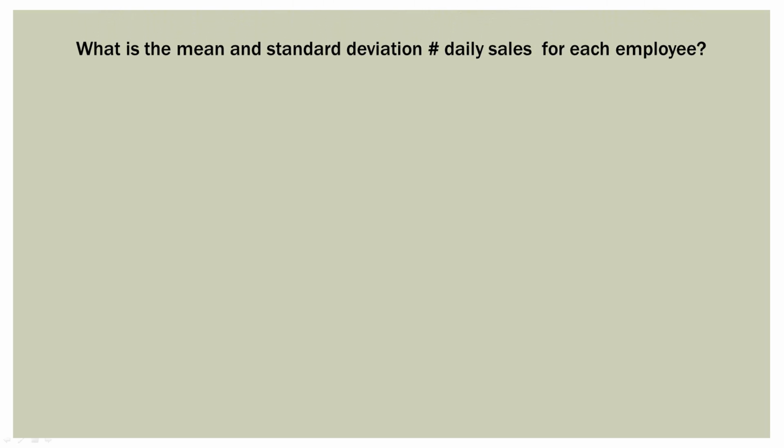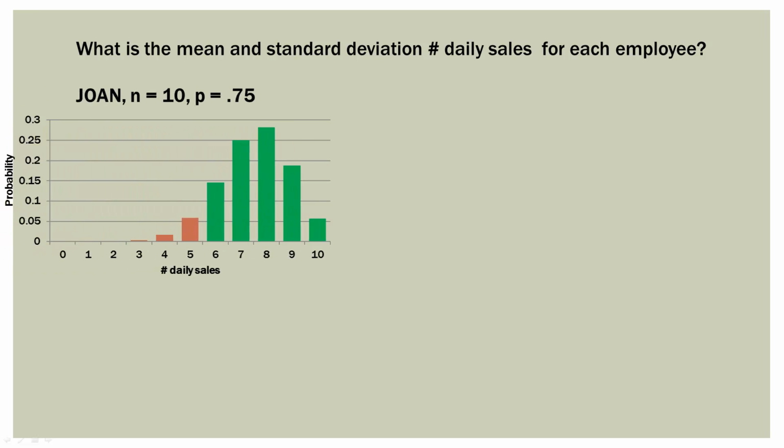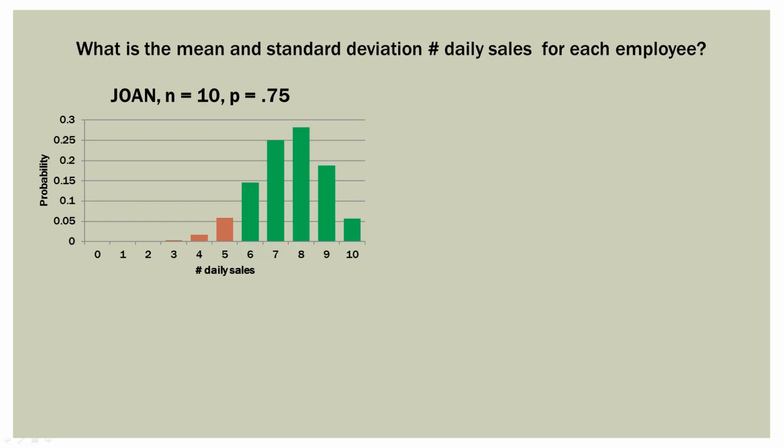So the question is, what is the mean and standard deviation of the number of daily sales for each employee? So here was Joan's distribution. N, again, is the number of calls she makes per day, so 10, and P is her success rate, which is 0.75 or 75%.